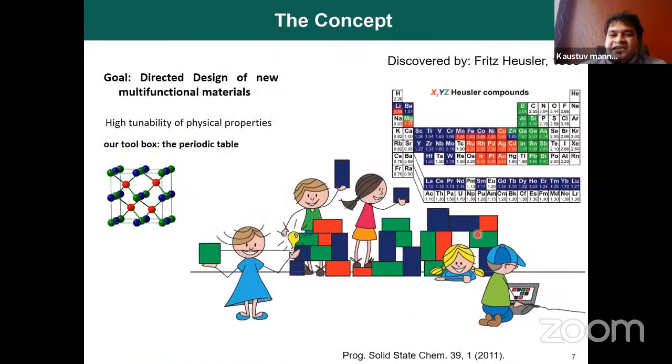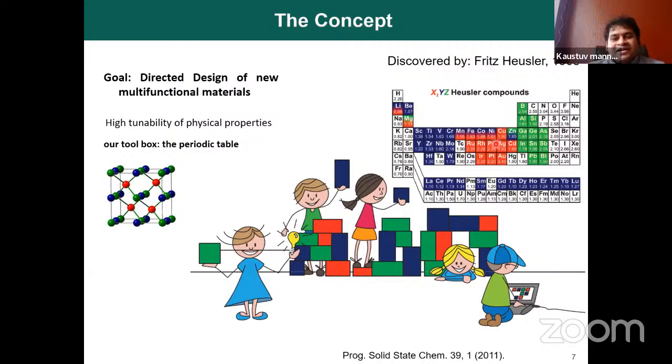So Heusler is basically a family of compounds, generally represented with the formula X2YZ, where this color code shows which elements can go into the X, Y, or Z sites. And this family of materials is very famous for its high tunability, in the sense that at the X site or Y site or Z site, we can easily dope with other elements.